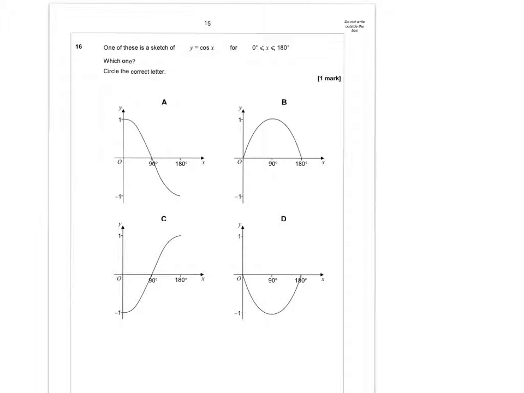Right, so this question needs us to know what the cos curve looks like, what the graph of cos x looks like. Now I know it is this one just here, it is A. The cos curve, it's a continuous curve.